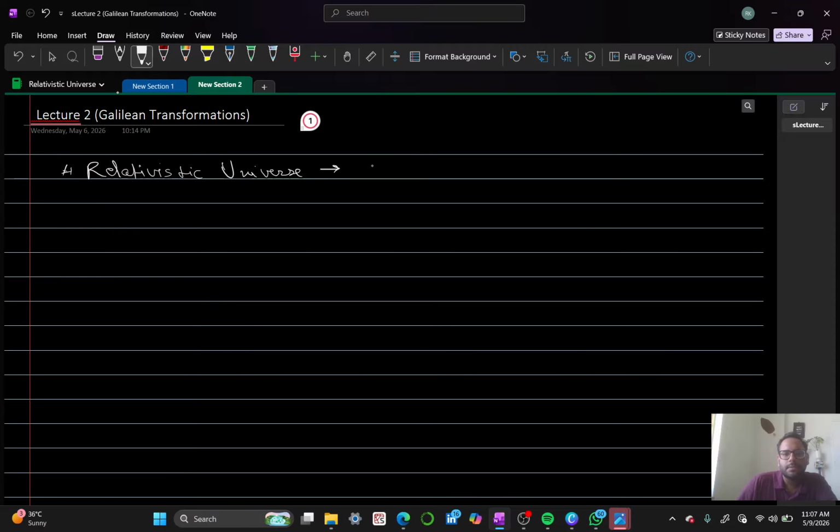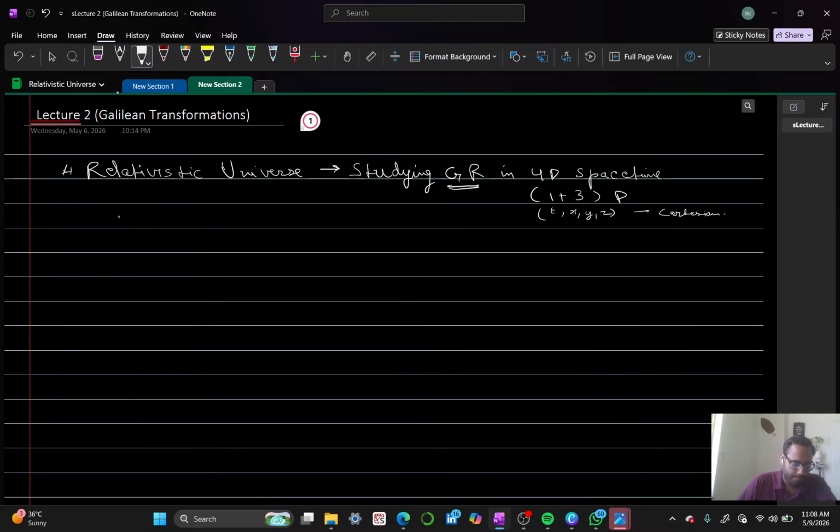It just simply means we are studying the general theory of relativity in a four-dimensional space-time, or we call it 3 plus 1 dimensions. It is a time coordinate, and there are three spatial coordinates. This is in Cartesian form.